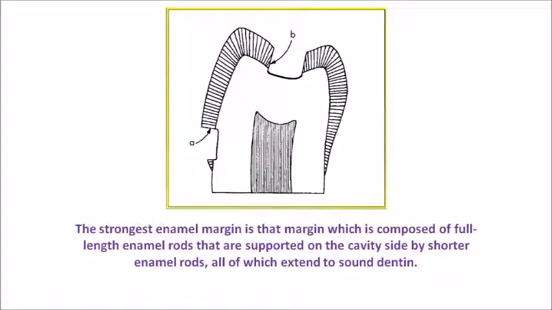In this picture shown here, you can see the strongest enamel margin is that margin which is composed of full length enamel rods that are supported on the cavity side by shorter enamel rods, all of which extend to the sound dentin. Okay, so this is the strongest enamel margin, composed of full length enamel rods with support from the cavity side by shorter enamel rods. So that is A and B, which is shown here in the picture.